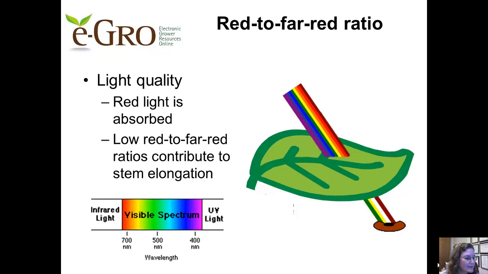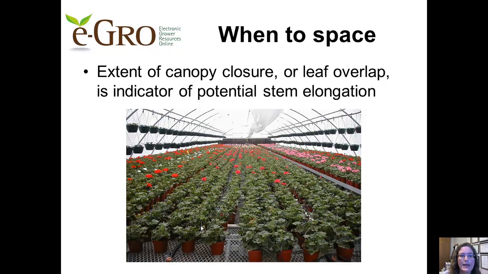And that far red light is just outside the visible spectrum. So foliage on the top of the canopy will intercept red light, but leave a lot of the far red light. So for the lower leaves on a plant, the red to far red light ratio will be lower, and an increase in stem elongation is expected as a result. Therefore, the extent of canopy closure is a really good indicator of potential stem elongation that will occur in the next days or weeks of the production cycle.